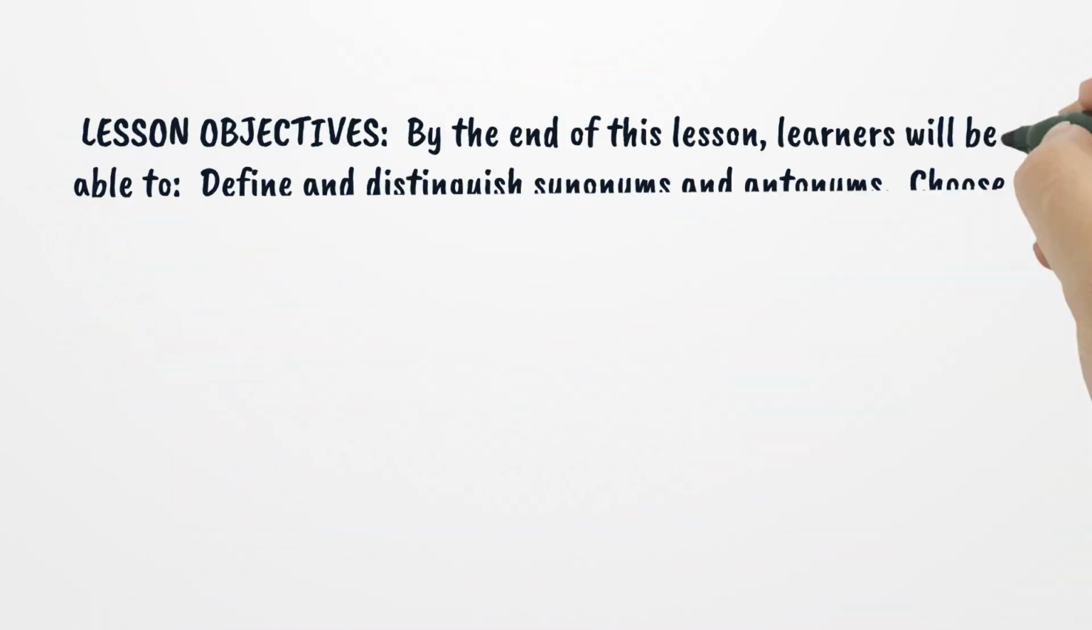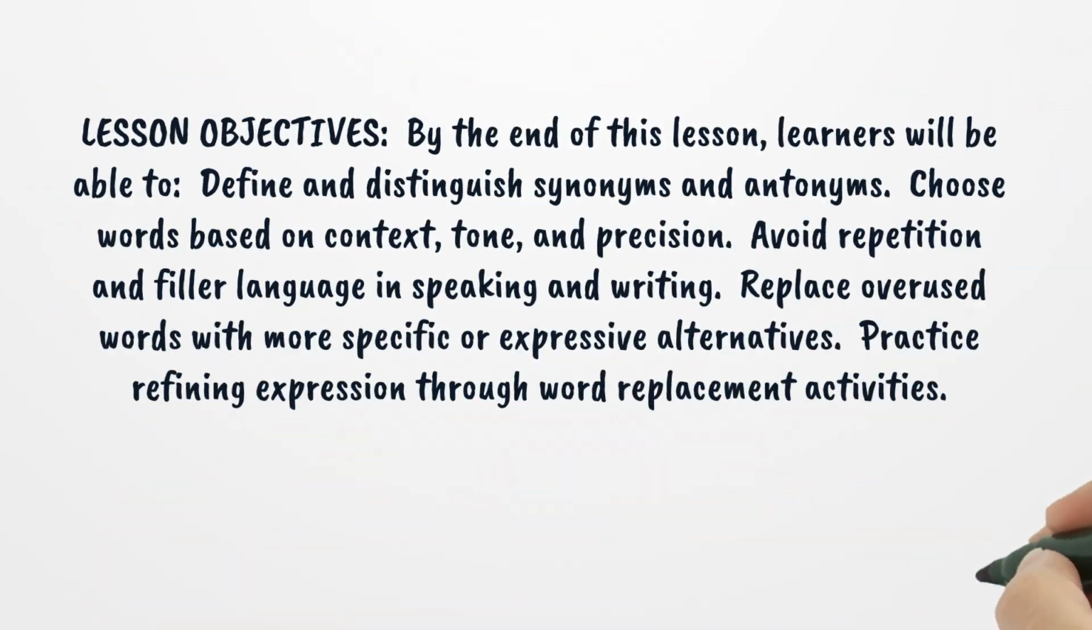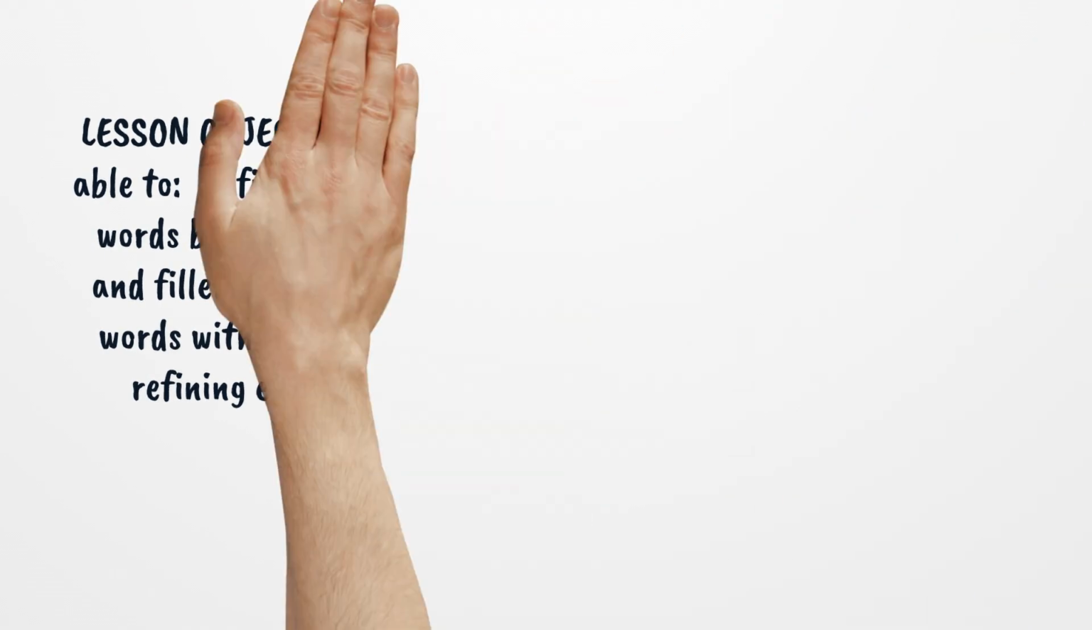Lesson objectives. By the end of this lesson, learners will be able to define and distinguish synonyms and antonyms. Choose words based on context, tone, and precision. Avoid repetition and filler language in speaking and writing. Replace overused words with more specific or expressive alternatives. Practice refining expression through word replacement activities.